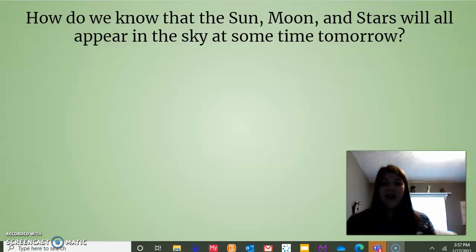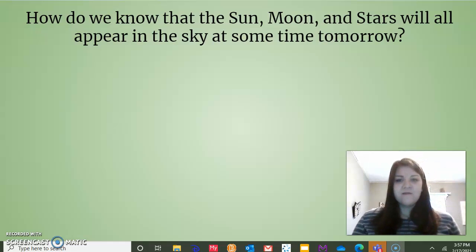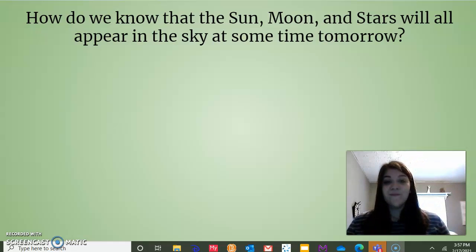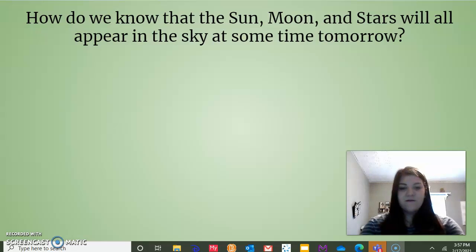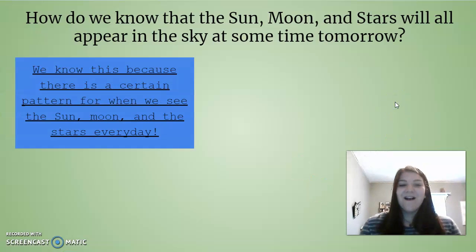So the first question, how do we know that the sun, the moon, and the stars will all appear in the sky sometime tomorrow? How do we know that? We know this because there is a certain pattern for when we see the sun and moon and the stars every single day. It's always the same.